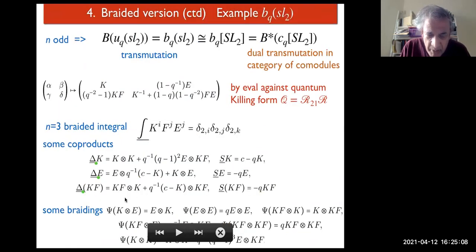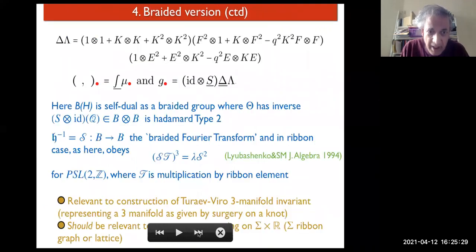Now, because they are in a braided category, they don't behave multiplicatively. For example, if you want to write this in terms of the co-product of K and the co-product of F, you will have to have braiding between K and F. These braidings, psi, here are some examples of the braiding. Some of them are trivial, some of them have a factor Q, some of them are more complicated, they have two terms. They get very complicated when you look at general elements. Now, the integral element I told you was the same. It's the Lambda I wrote down before, but now you apply the co-product to it.